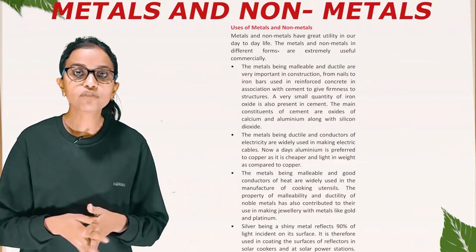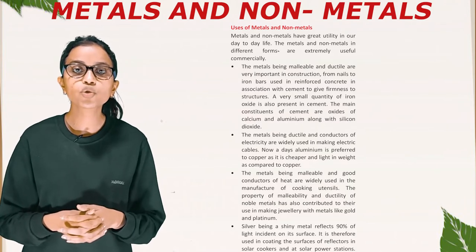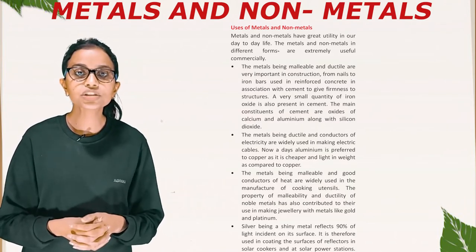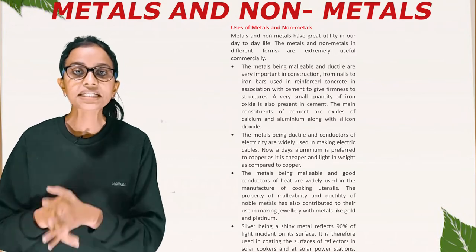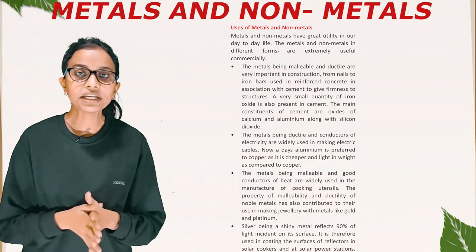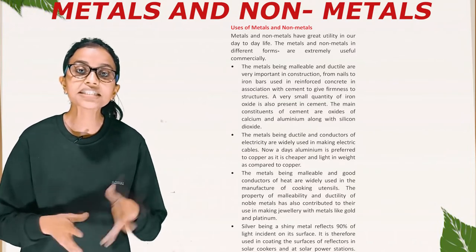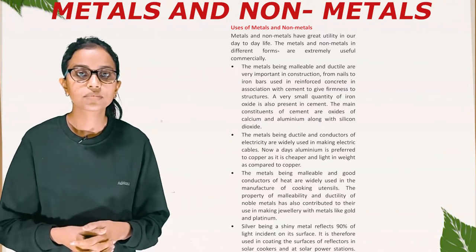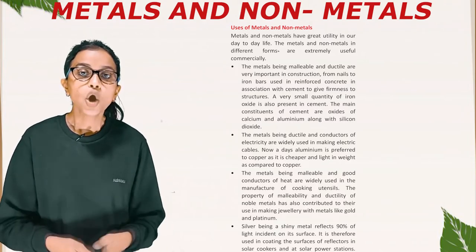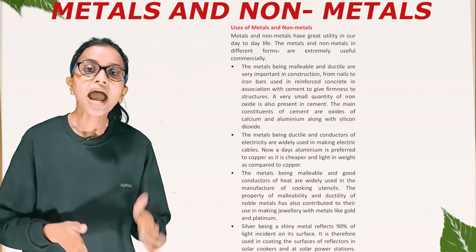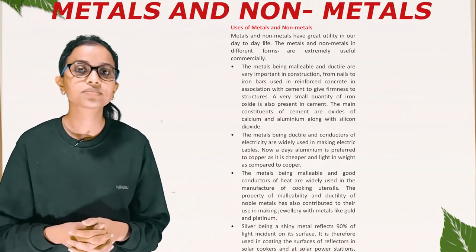The property of malleability and ductility of noble metals has also contributed to their use in making jewelry with metals like gold and platinum. Silver, being a shiny metal, reflects 90% of light incident on its surface. It is therefore used in coating the surface of reflectors in solar cookers and at solar power stations.